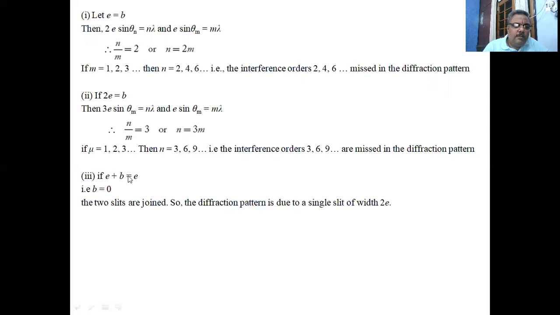Now, if the term e plus b is equal to e, that means the quantity b is zero. That means there is no opaque portion between the two slits, or it tends to zero. It is very thin. We can consider that the two slits are joined. So in that case, the diffraction pattern will be the same as the single slit of width 2e.